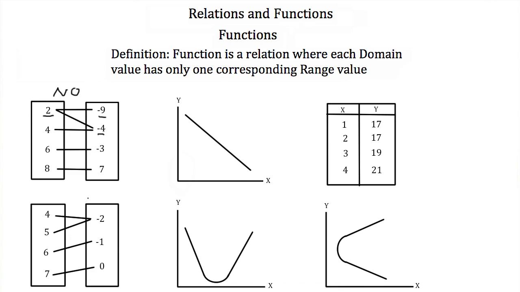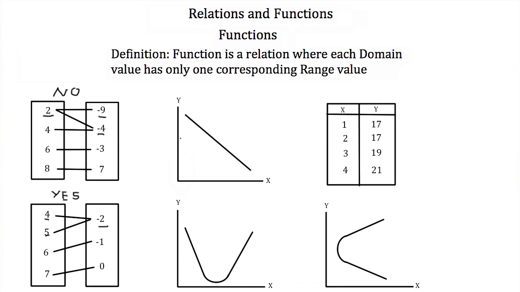Let's look at our next mapping diagram. Here, 4 goes with -2, 5 also goes with -2, 6 goes with -1, and 7 goes with 0. This one is a function because every domain point has only one range value. Now, both 4 and 5 have the same range value, but that's okay. As long as 4 and 5 have only one range value for them, then it is a function.